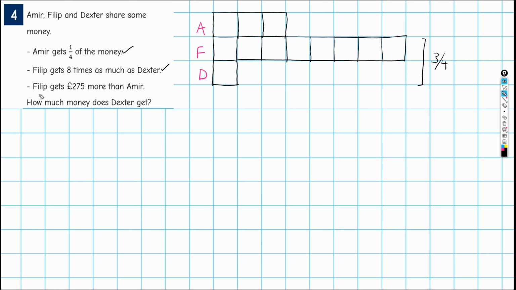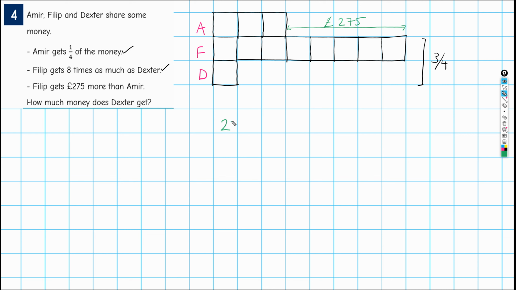We're told that Philip gets £275 more than Amir. So this should be nice and easy to put in. So Philip gets £275 more than Amir. So here we go. That's this difference here. 275. And now you can see that 275 is equivalent to 1, 2, 3, 4, 5 parts.